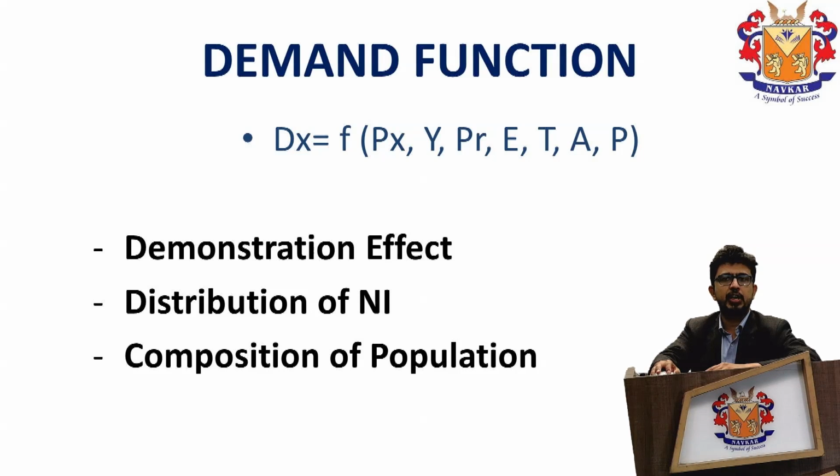In related goods, there are two types of goods, substitutes and complements. Price of the substitute has a direct relationship with the demand, whereas the price of the complementary good has inverse relationship with the demand. When the price of the substitute increases, substitute becomes less attractive, and as a result, the demand for the product under consideration, that is demand for good X, will rise.